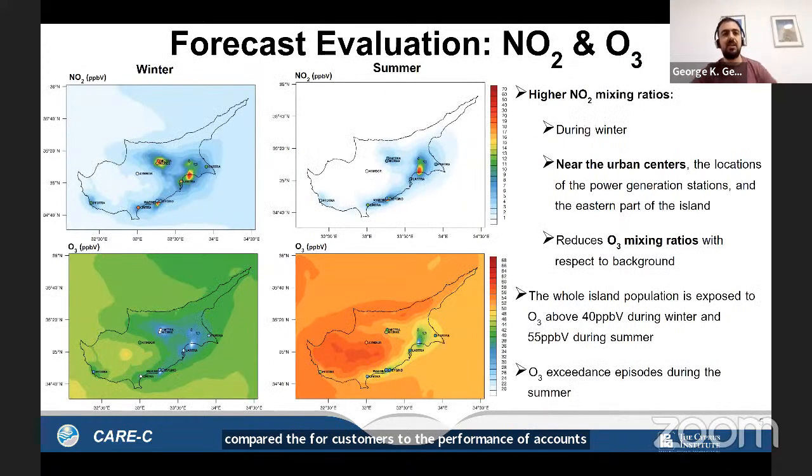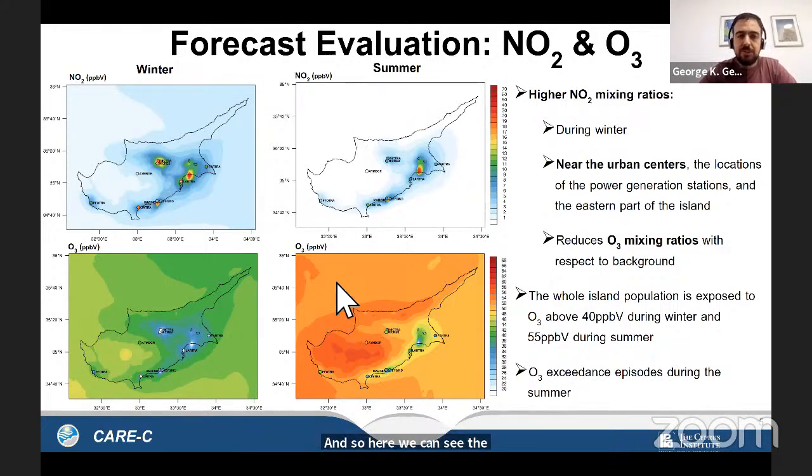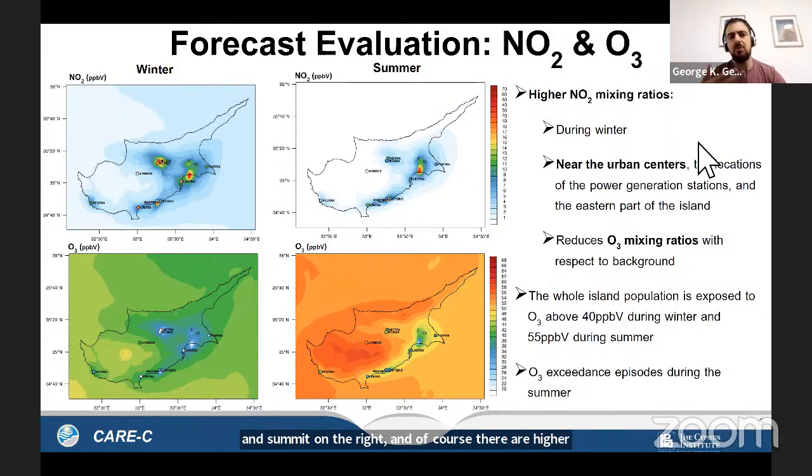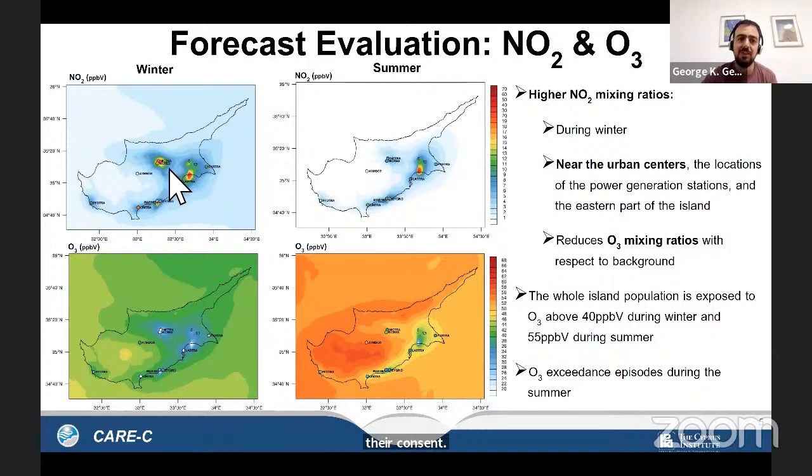So here we can see the NO2 on the top and ozone concentrations on the bottom for winter on the left and summer on the right. Of course, there are higher NO2 mixing ratios during winter due to higher emissions during winter and due to less intense photochemical activity. Near the urban centers, of course, we have higher concentration due to anthropogenic emissions, and these high concentrations at the urban centers result in reduced ozone concentrations at these locations.